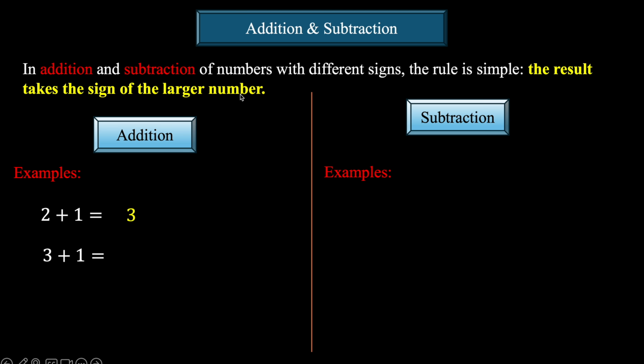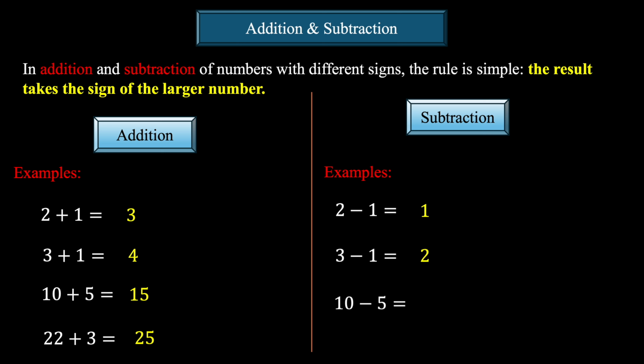If we have 3 plus 1, also the same thing. Imagine you have 3 apples and I give you 1, so you have 4, and so on. For the subtraction, it's also the same idea. Imagine you have 2 apples and I take 1 apple from you, then you have 1 apple. Also the same idea.